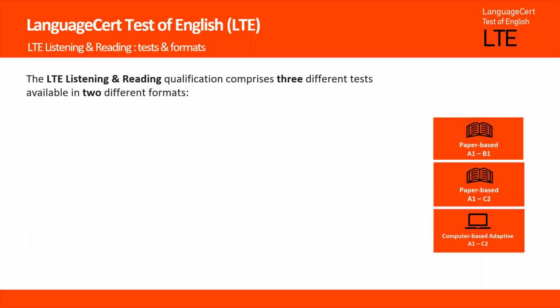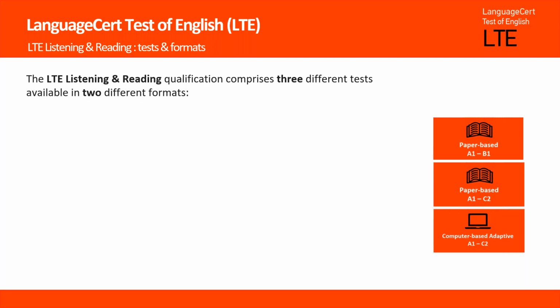Okay, we've been referring to the LTE test, but do be aware that the LTE listening and reading qualification comprises different tests, not one. There's the paper-based A1-B1 level test, the paper-based A1-C2 level test, and also the computer adaptive A1-C2 test. So there are 3 different LTE tests, and these tests are available, as mentioned before, in 2 different formats, paper-based and computer-based adaptive. We'll clarify what we mean by computer-based adaptive in a moment.